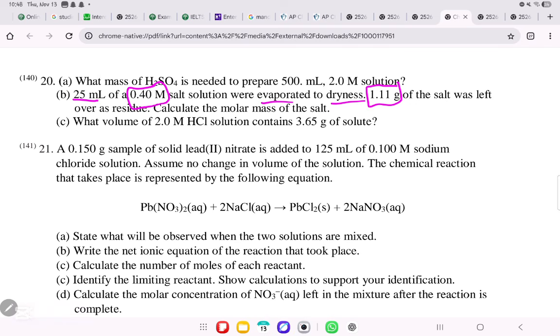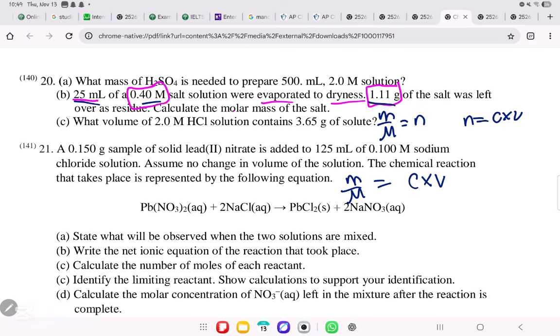1.11 gram of the salt was left over as a residue. Calculate the molar mass of the salt. So how do we find the molar mass of the salt? How do we relate concentration and volume to the mass and the molar mass? Mass over molar mass equals number of moles. Number of moles equals concentration times volume. That means mass over molar mass is equal to concentration times volume.